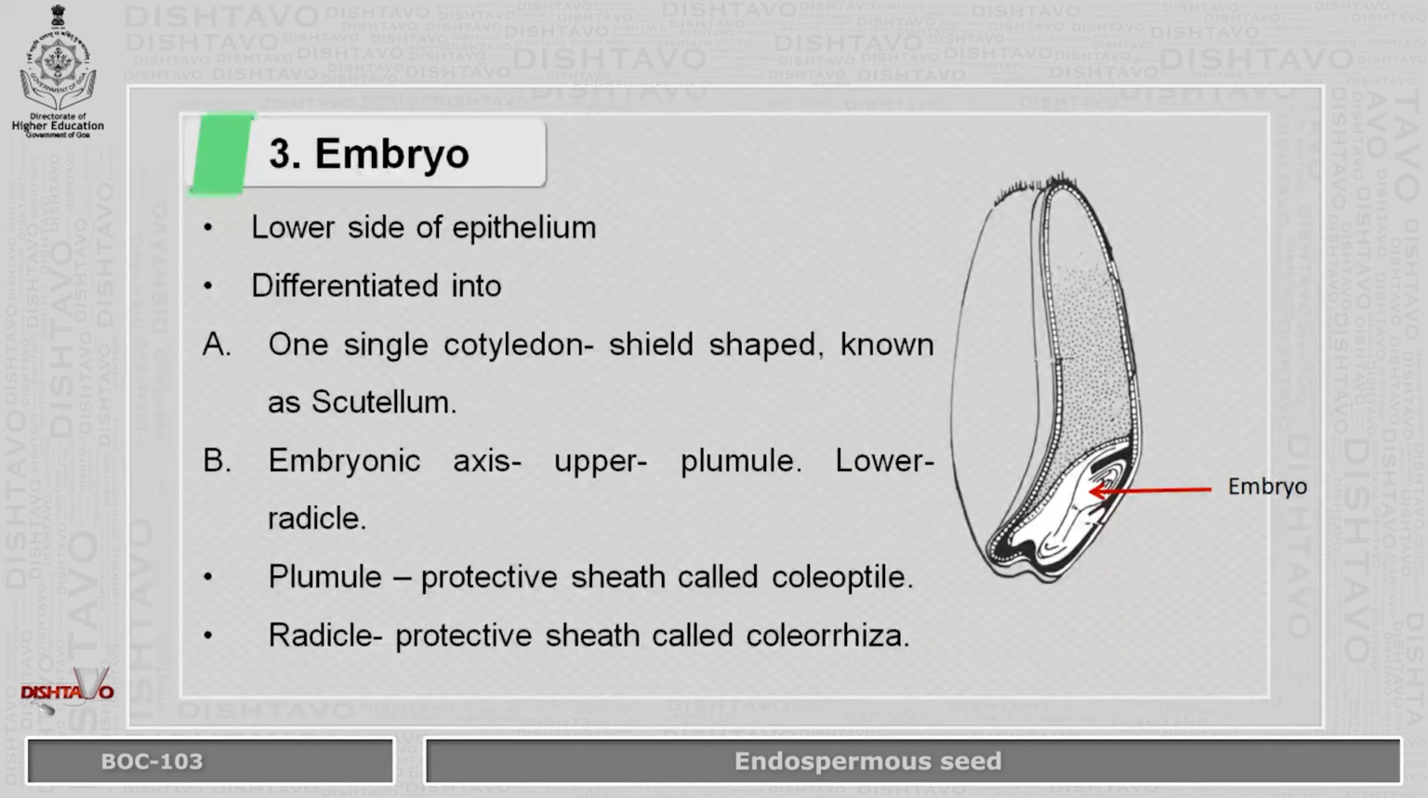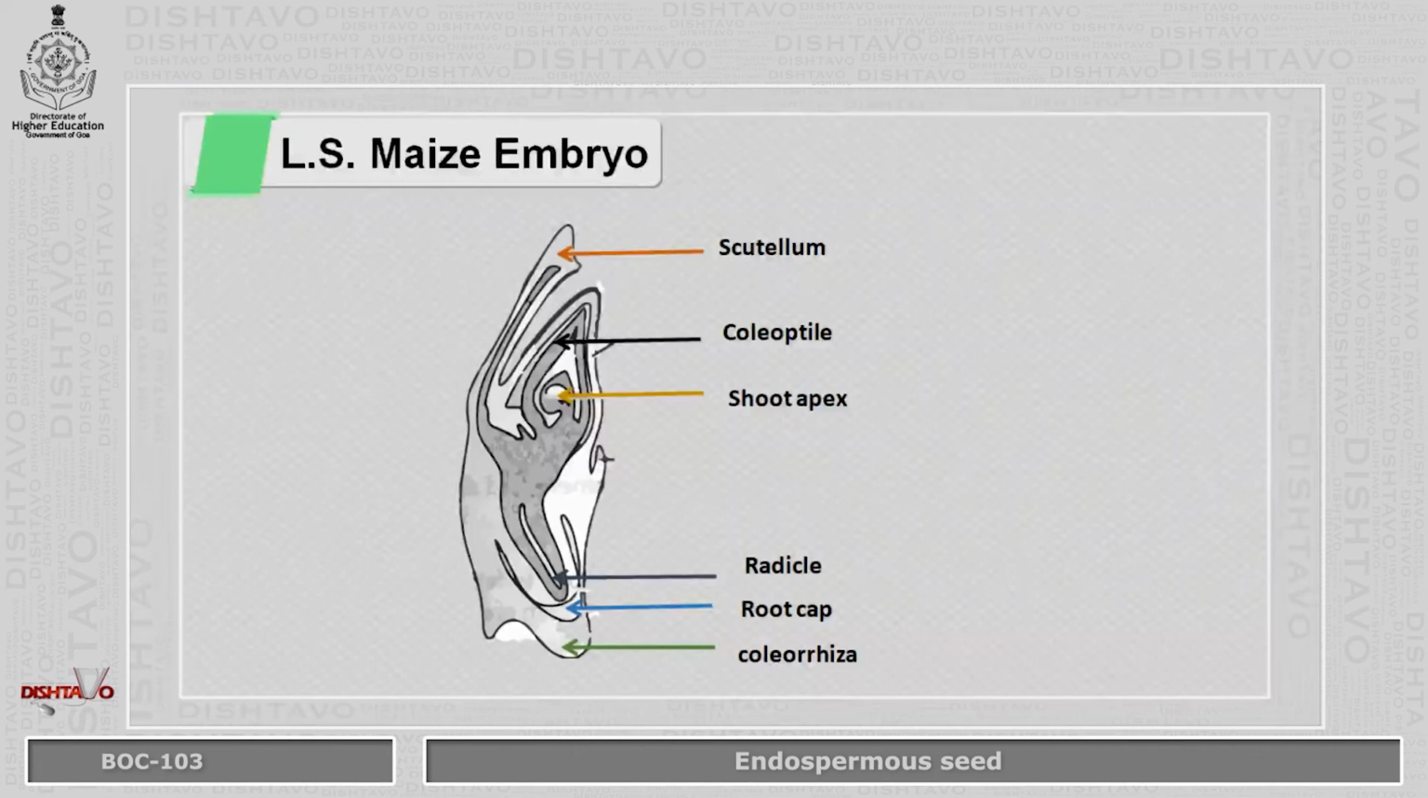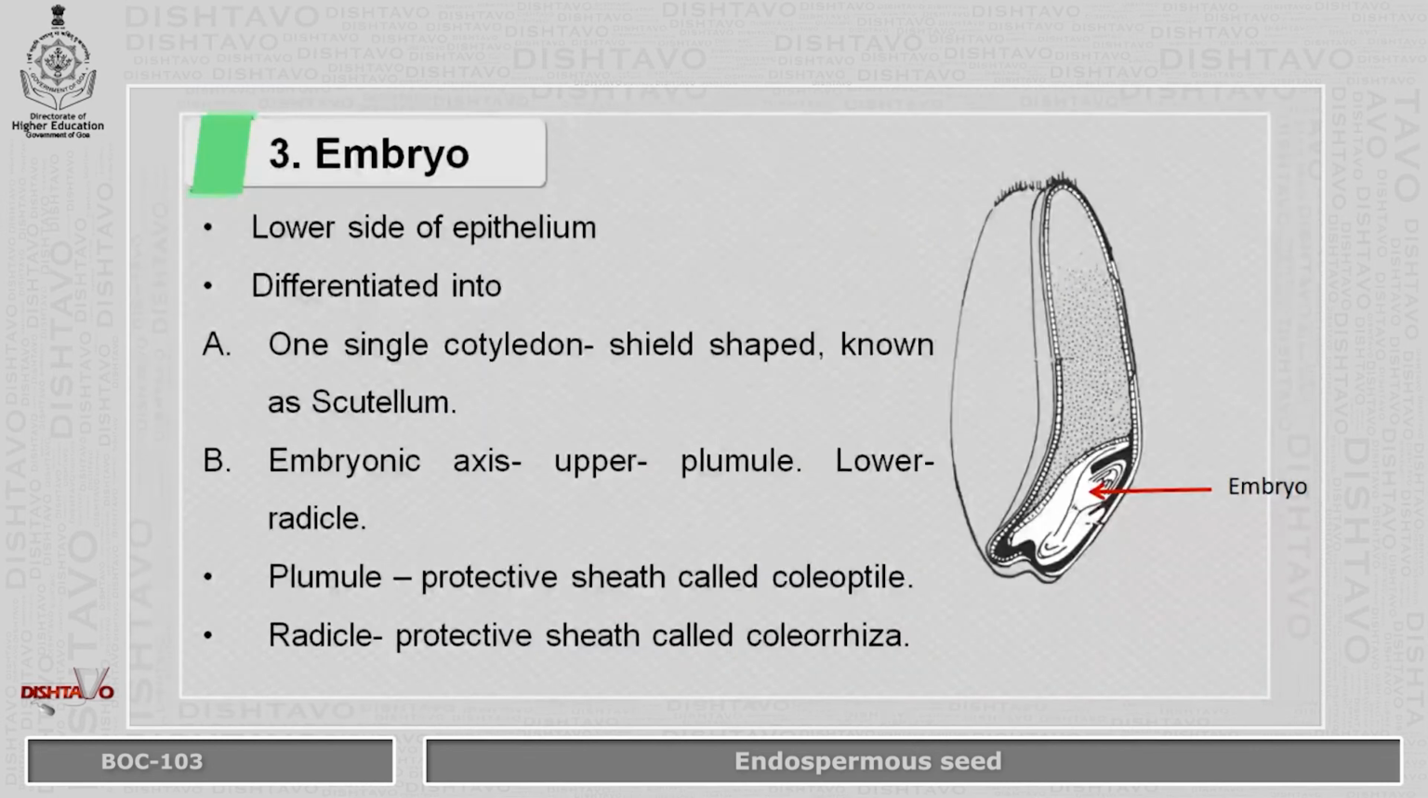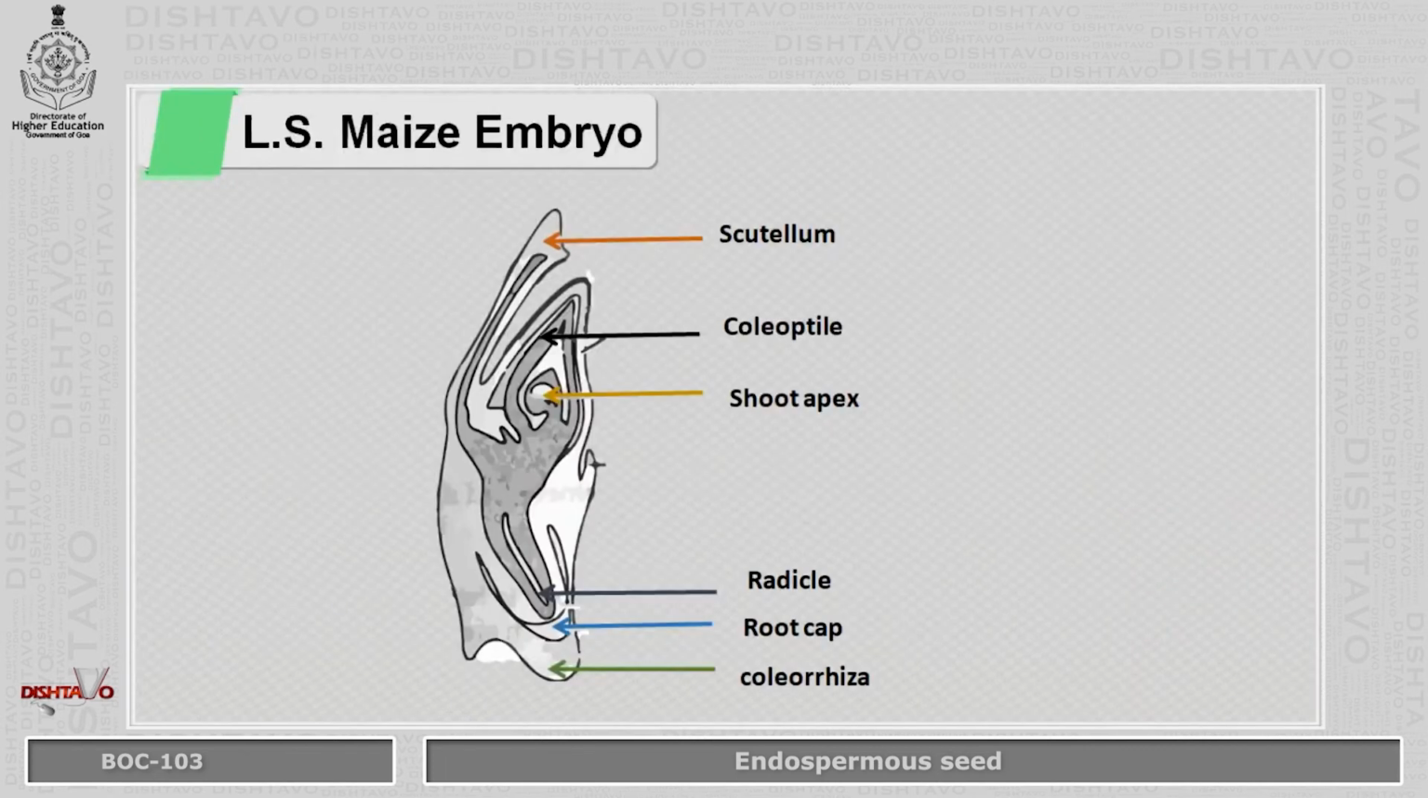The plumule is protected by a protective sheath called the coleoptile. You can see over here, the coleoptile is present, which is protecting the shoot apex, or the plumule. The radicle has a protective sheath which covers it, the coleorhiza. So you have the radicle, which has a root cap, and below this root cap is the coleorhiza.